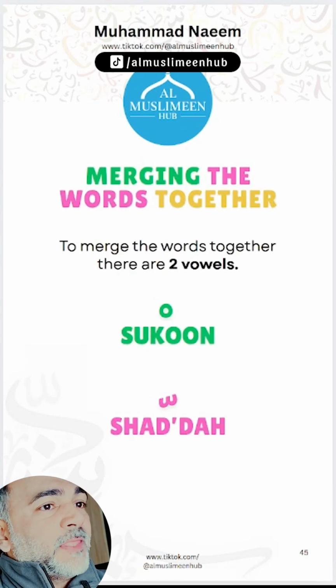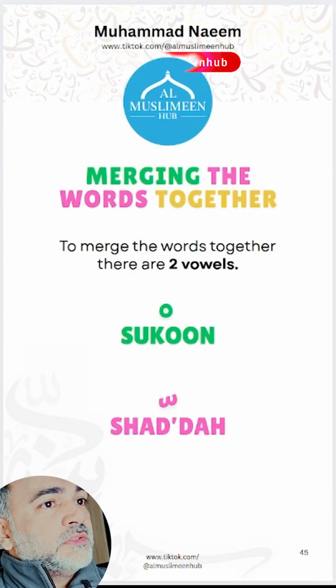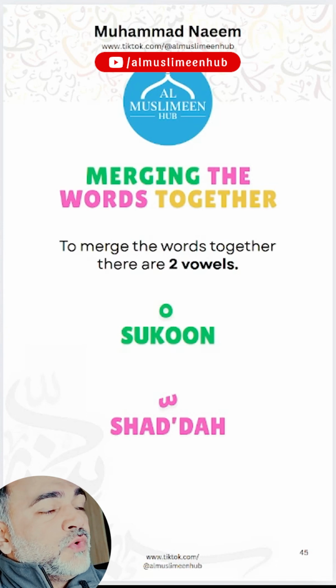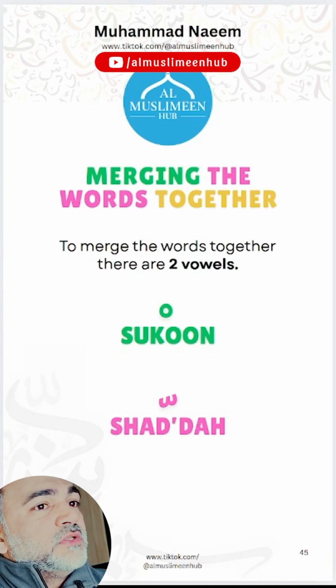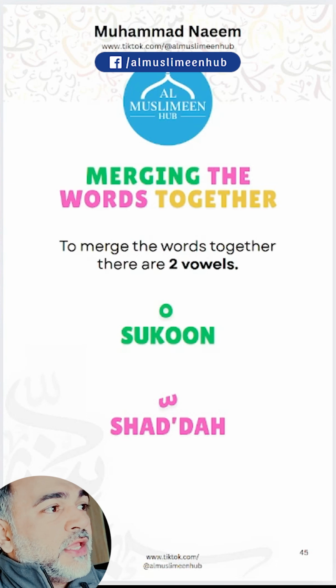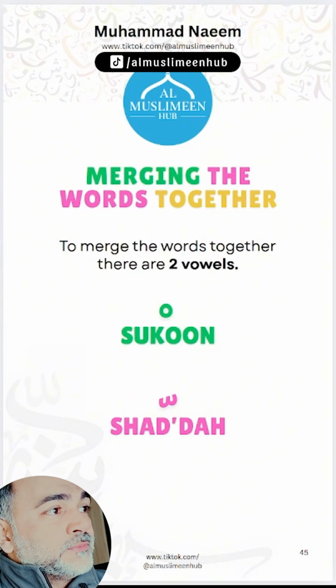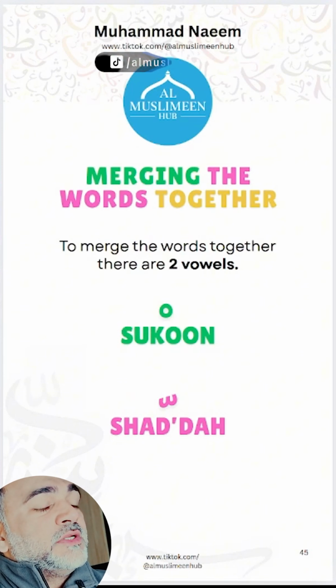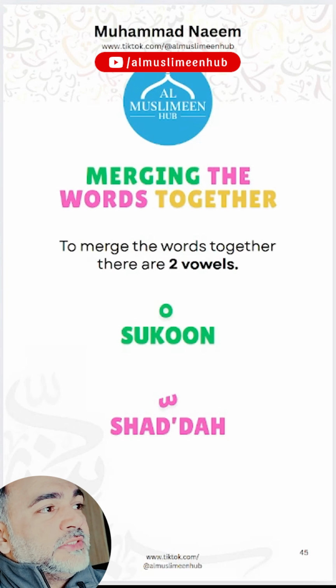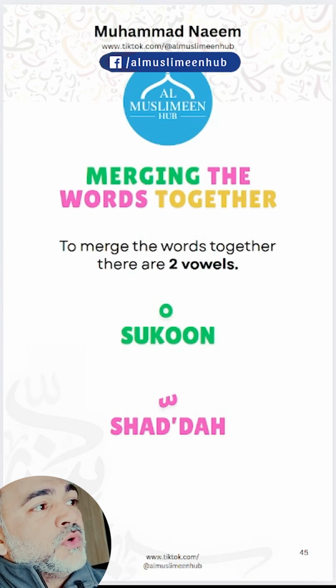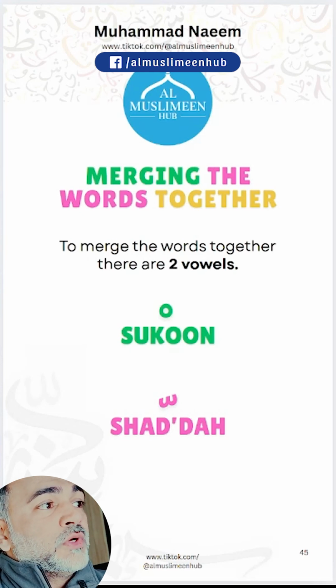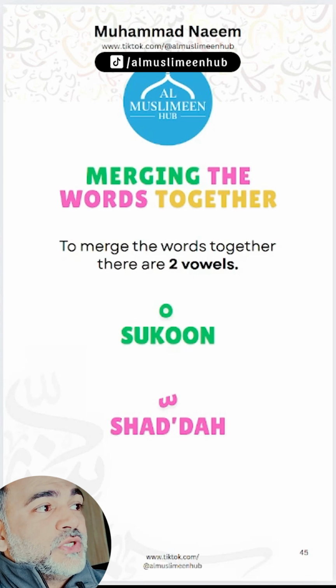So now, the most important thing is merging the words together. To merge the words together, there are two vowels, and without them you cannot merge. Please keep that in mind. In this case, you can see there is sukoon and shadda. These are the most important vowels when you need to connect the previous word to the second word, only if the next word has sukoon or shadda.